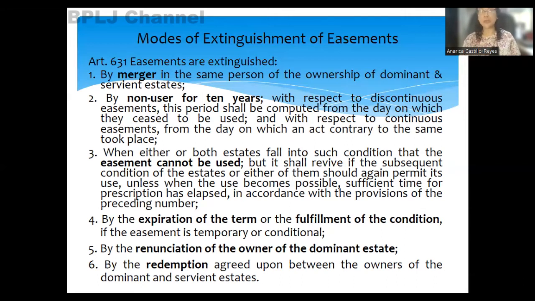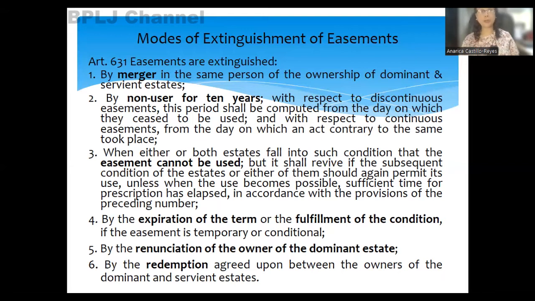Second, non-user for 10 years. With respect to discontinuous easements, this period shall be computed from the day on which they cease to be used, and with respect to continuous easements, from the day on which an act contrary to the same took place. So if you have not used the easement for a period of 10 years, then the easement will be extinguished. And number 3, when either or both estates fall into such condition that the easement cannot be used. In other words, loss of the property, but it shall be revived if the subsequent condition of the estate should again permit its use, unless when the use becomes possible, sufficient time for prescription has already elapsed.